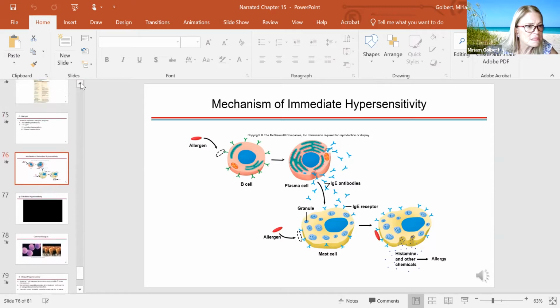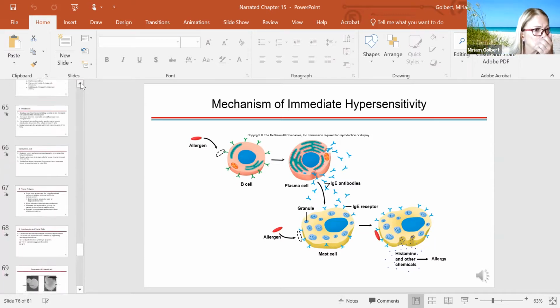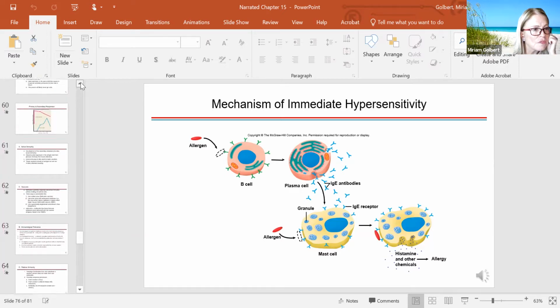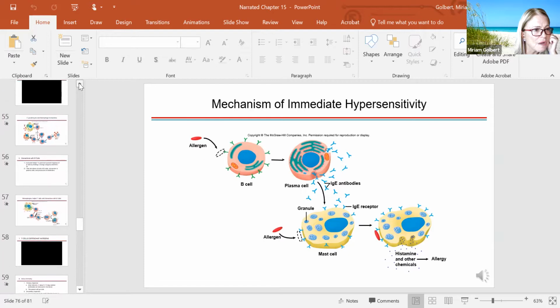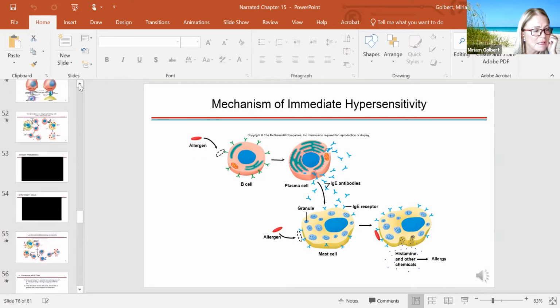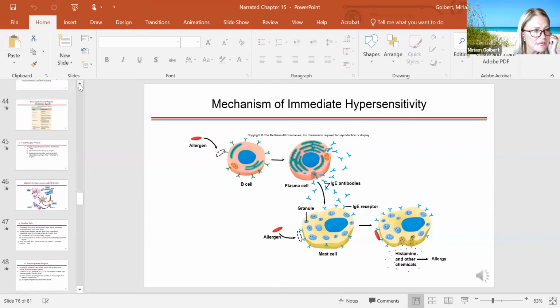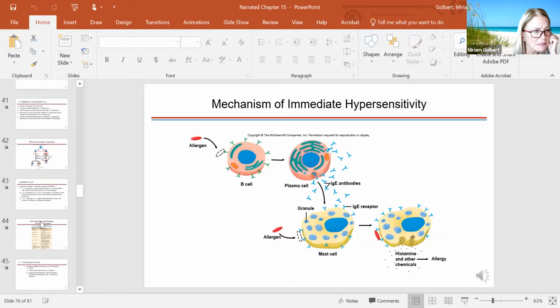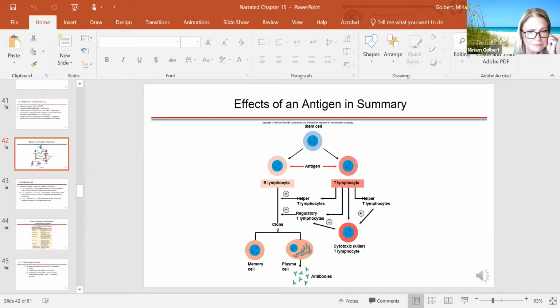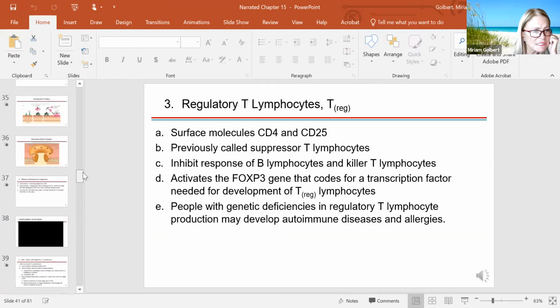I think I missed the T cells that I wanted to. Yeah, I missed that. So the cell-mediated response is the one that is mediated by the T cells. So here's a very interesting thing that happens with T cells. Okay, so we have different kinds of T cells.